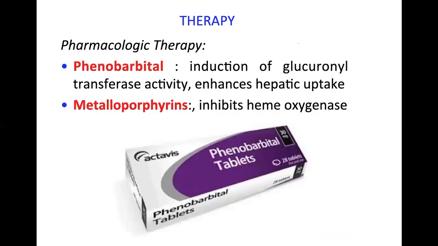And lastly, the therapy. Pharmacologic treatment, so drugs. Number one is phenobarbital. The mechanism of action of phenobarbital in the treatment of hyperbilirubinemias is induction of glucuronosyltransferase activity, therefore induction of glucuronidation. Therefore, the hepatic uptake of bilirubin is now enhanced. But take note, if you have a porphyria, phenobarbital is contraindicated.